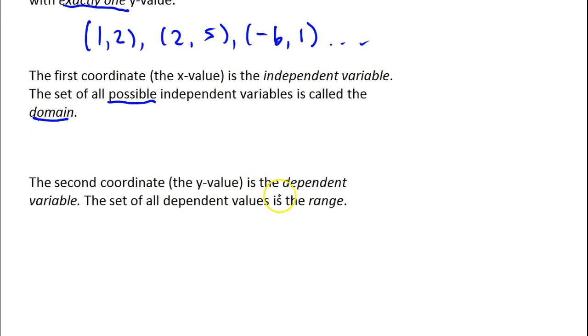Now the second coordinate is called the dependent variable. Its value depends on the value of the independent variable. We plug the independent variable into the function, we get the dependent variable out.